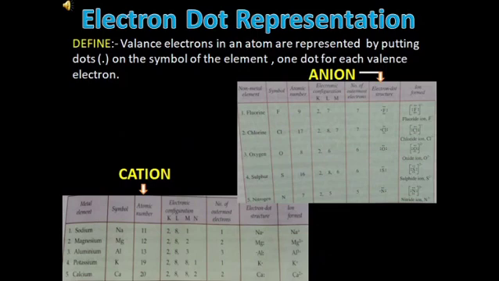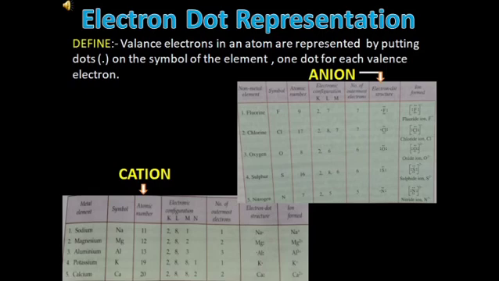Here comes an important topic, electron dot representation. So here is a term, valence electron. It is the outermost electron of the atom which actually takes part in the chemical bonding. Now there are two note points: first, the atom which will lose electron will become positive, and the atom which will accept or gain electron will be negative.